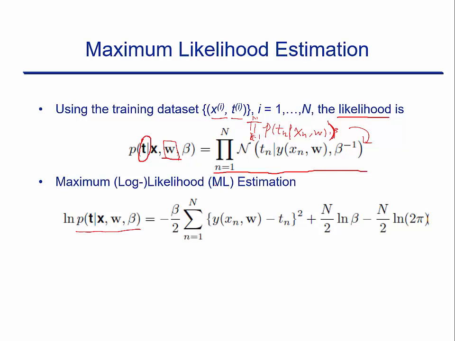So the multiplication will be transformed to summation, and this probability for each target value will be transformed in this way. And we see that the last two terms are irrelevant, so they will not participate in the optimization of W. Then we will calculate the partial derivative of the log likelihood with respect to W, and then we will get an analytical solution for this estimate.